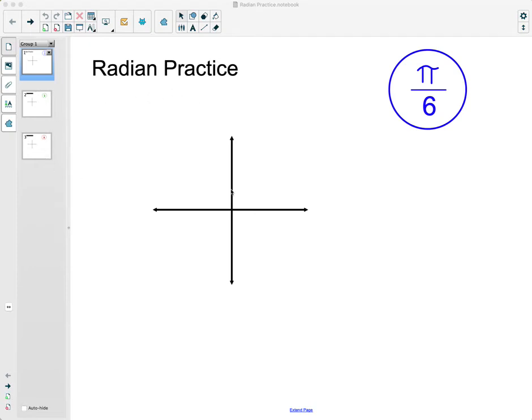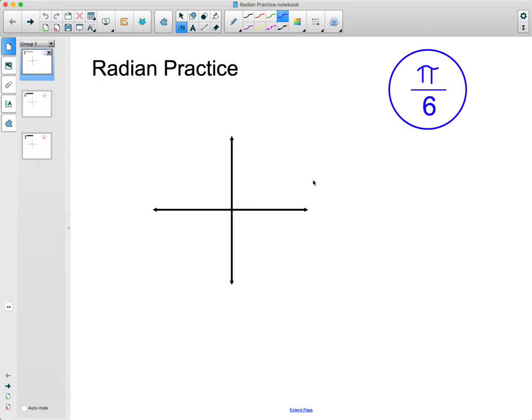In this video, let's take a look at practicing radians and drawing them on a coordinate plane, because radians force you to use fractions, and oftentimes that stresses people out. So let's take a look at what this actually means. So this means pi divided into 6 equal parts.